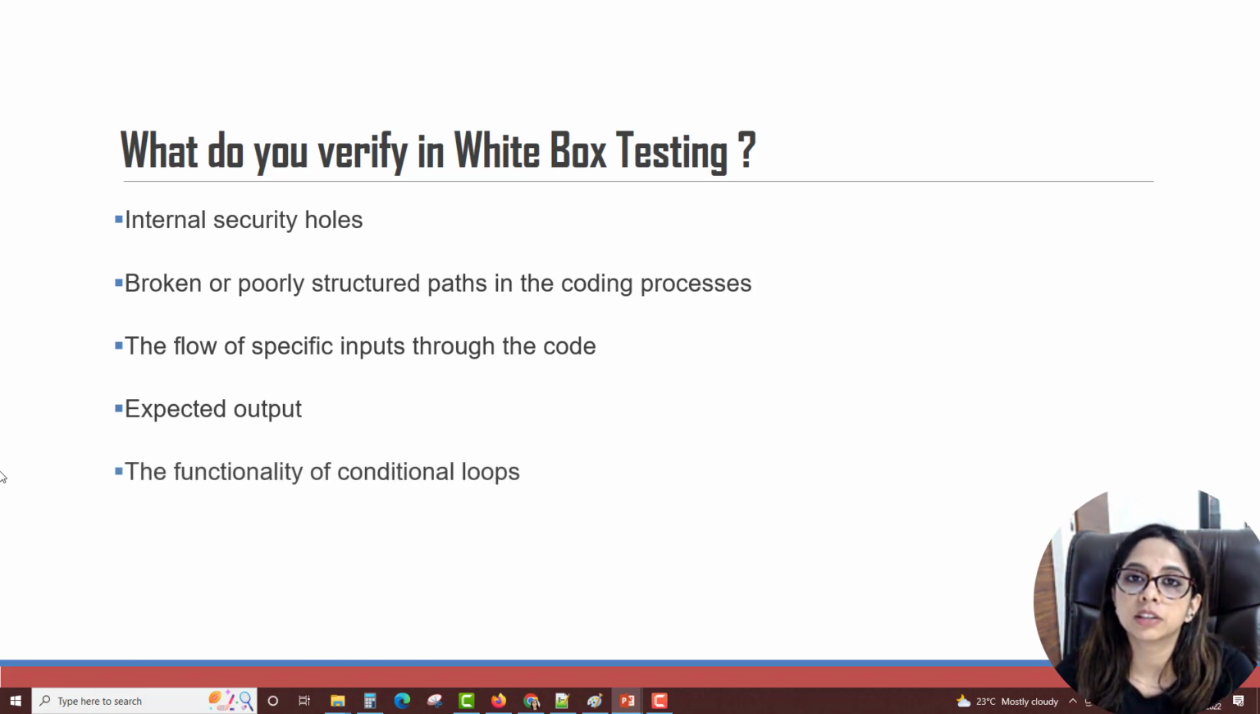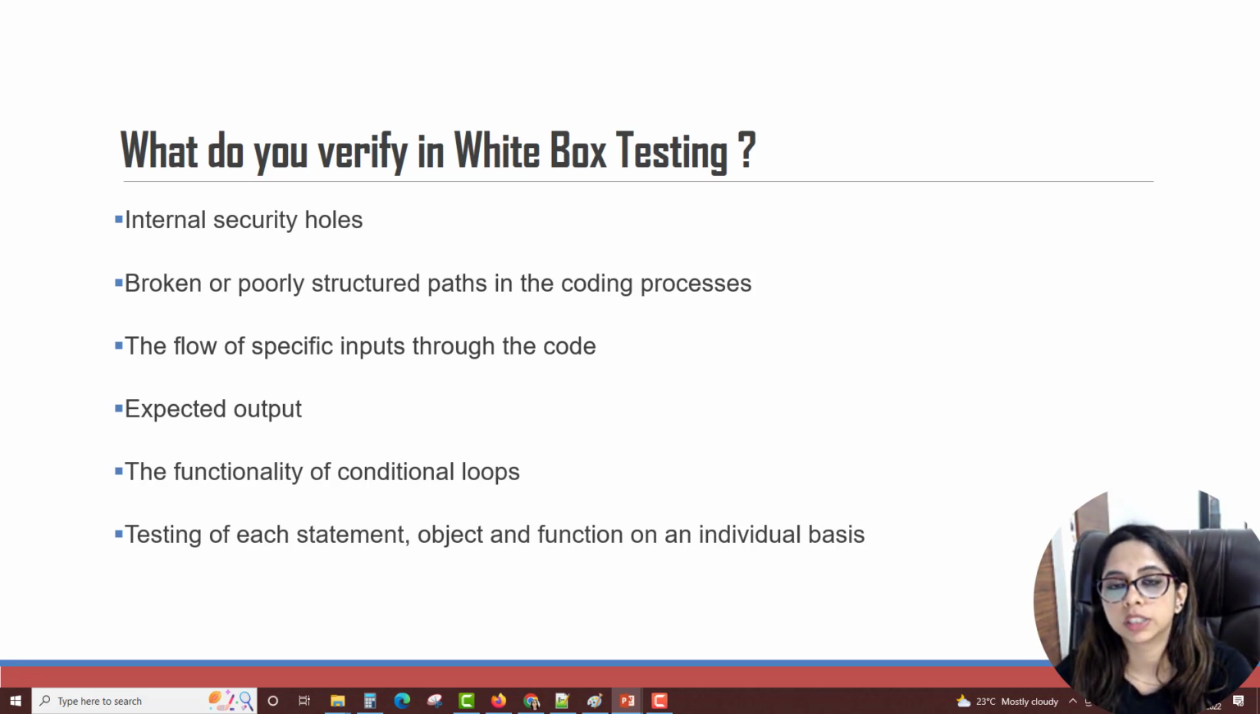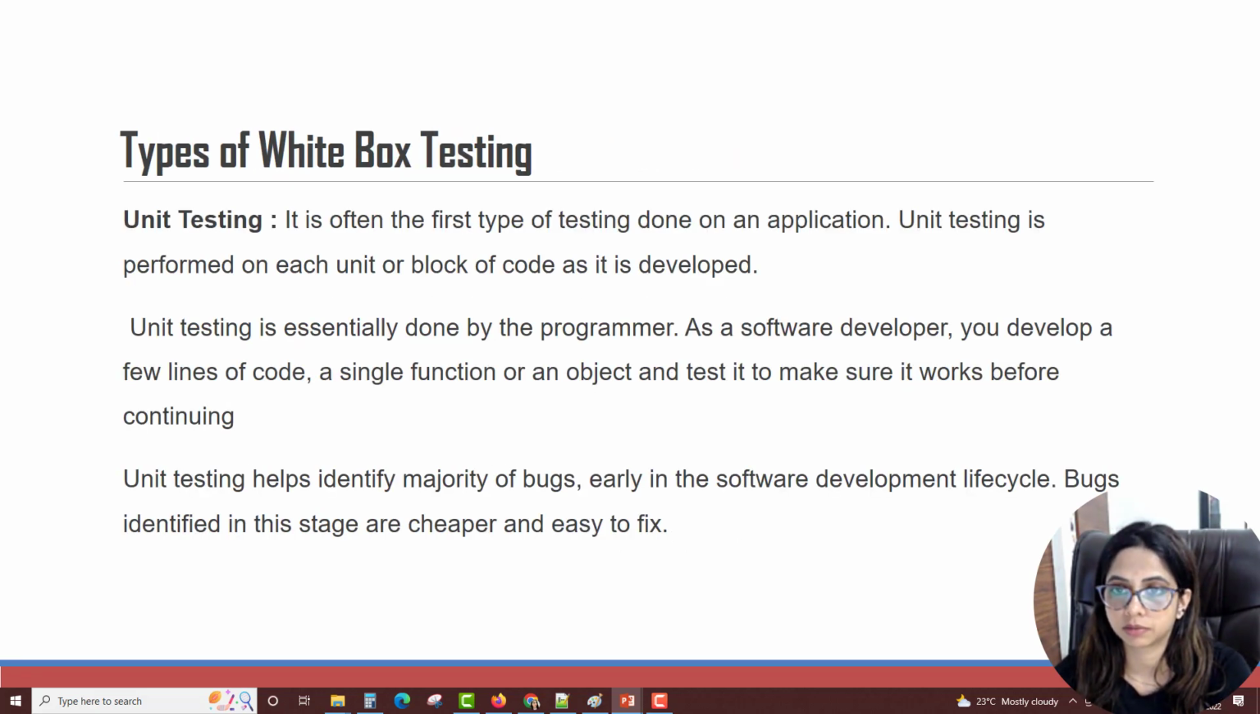And the conditional loops, there are so many loops we know, like if, else, do, while loop. All these looping structures are also tested by a white box tester. And statements, objects, functions and everything else within the code is taken care of by a white box tester. So these are the things which will be tested by a white box tester.